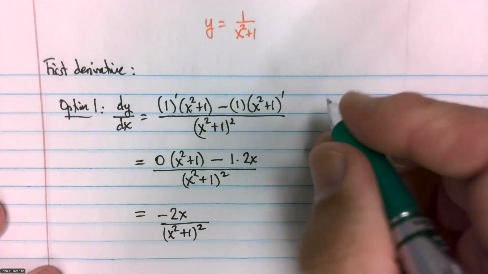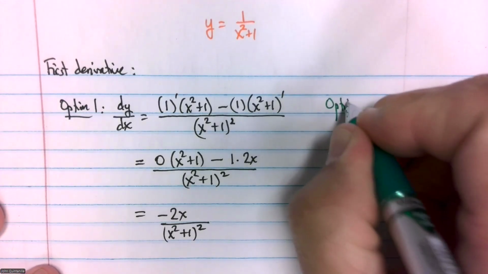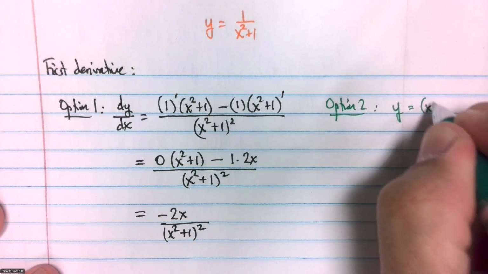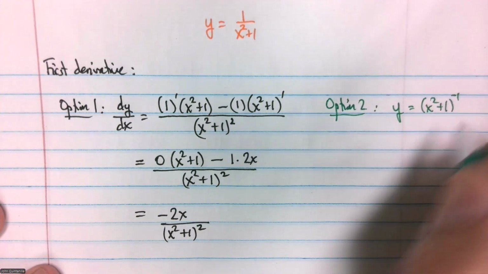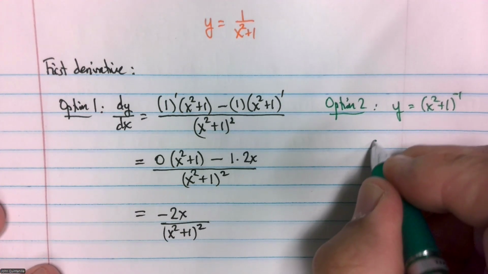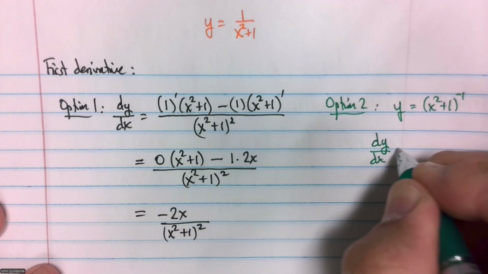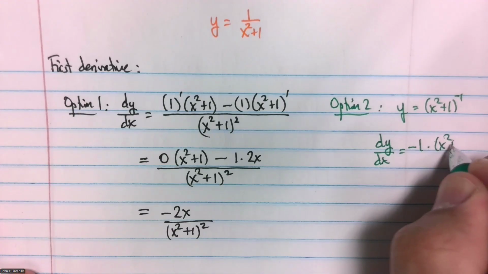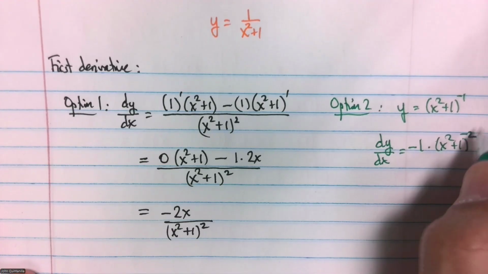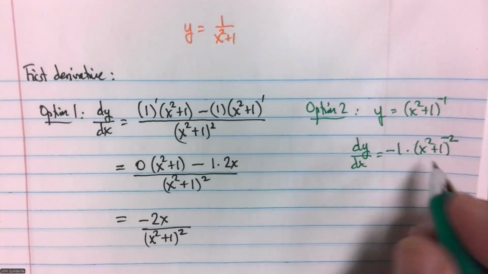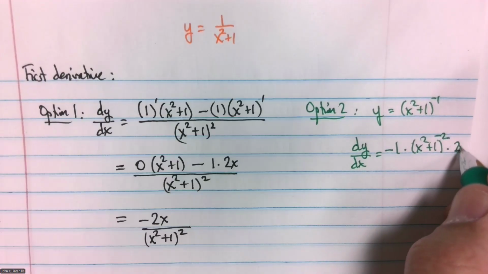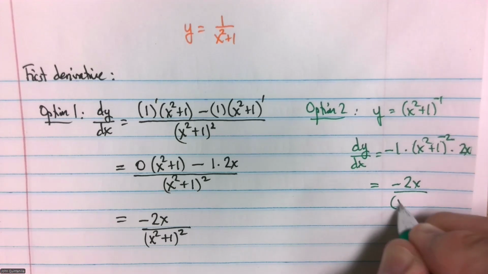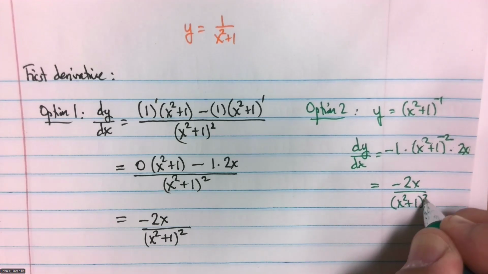Option number two is that we could write y as x squared plus 1 to the negative first power. And therefore, by the chain rule, the derivative is going to be equal to negative 1 times x squared plus 1 to the negative 2, subtracting 1 off the exponent, times the derivative of the inside. And so that works out to be negative 2x over x squared plus 1 quantity squared.